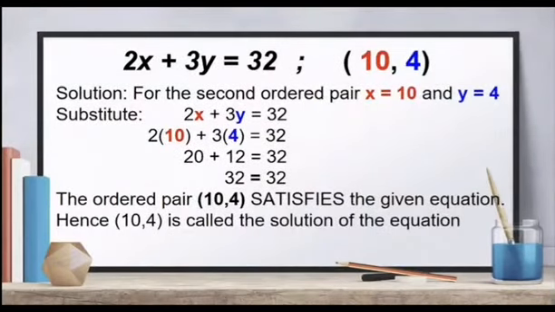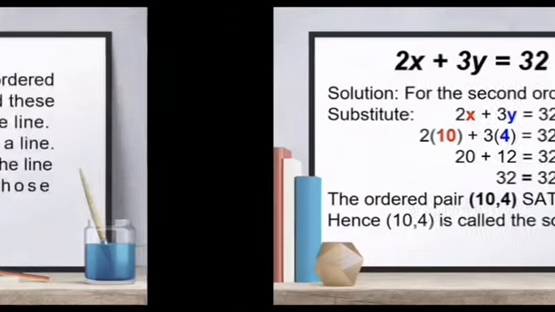For the second ordered pair (10, 4), here's the solution. So x equals 10 and y equals 4. Again, substitute x by 10 and y by 4. We have 2 times 10, we have 20. 3 times 4, we have 12. 20 plus 12 is 32. They are equal. Therefore, the ordered pair (10, 4) satisfies the given equation. Hence, (10, 4) is called a solution of the equation.